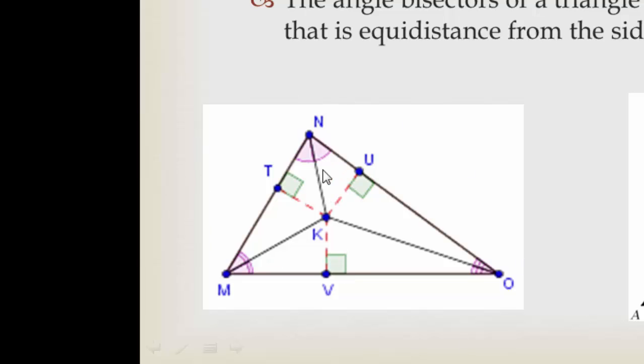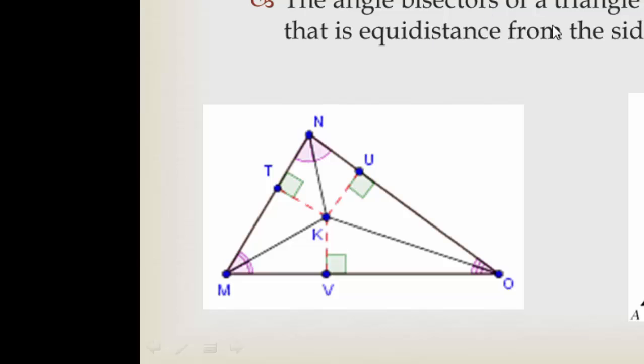Now, if I only look at this part of the triangle, from T to K to U to N, just this top corner, NK is an angle bisector, and K is on the angle bisector. So that means it has to be the same distance from the side of my angle both ways. So this segment TK and segment KU have to be the same. So this length and this length all have to be the same.